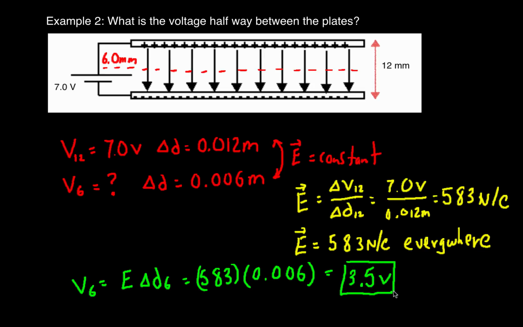This answer makes a lot of sense because if the total voltage is 7, at the halfway distance, half of 7 is 3.5 volts.